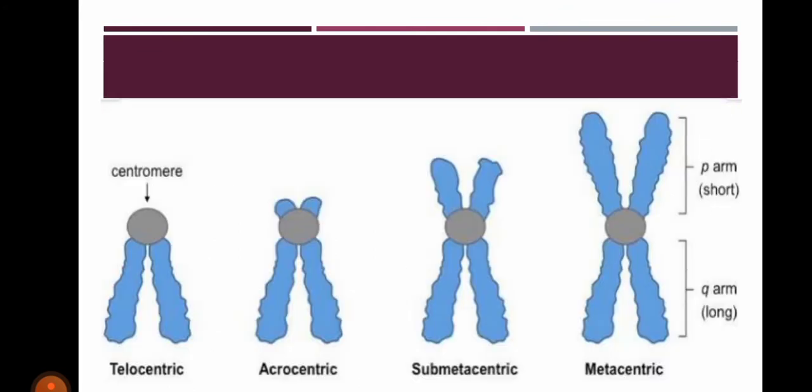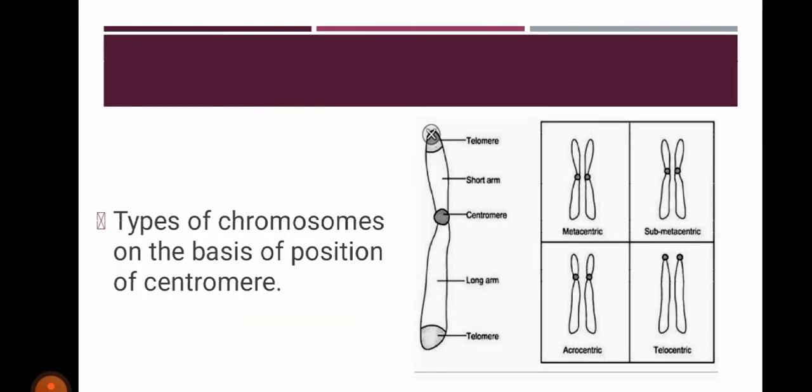In the diagram you can see the difference in the telo, acro, submeta and metacentric types of the chromosome. Here you can also see the telomere is the tip of the chromosome and the centromere is a localized region, and here the spindle fiber will be attached during cell division, and the types are also mentioned here.